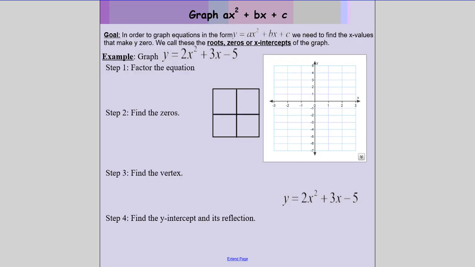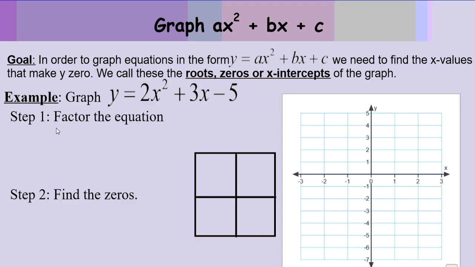Okay, I'm going to try one more, then I'll have you try, and that will be it, because these take a little bit of time. Step 1 is to factor, because I want to find what are the x values that make y be 0. What are the roots, the zeros, x-intercepts? They all mean the same thing. When is y going to be 0? Oops, let's use black.